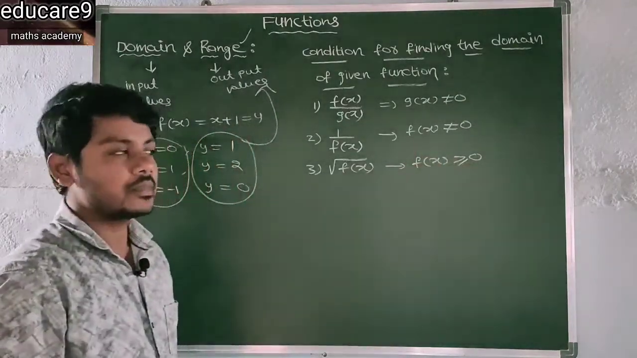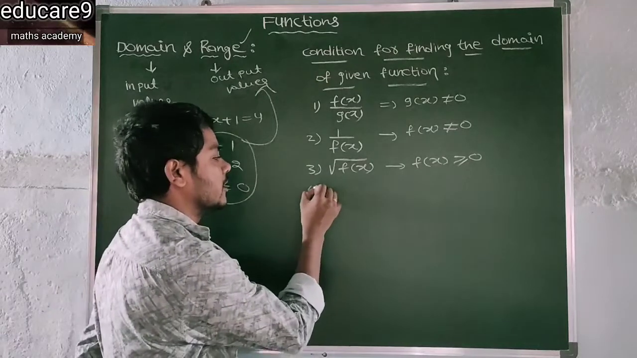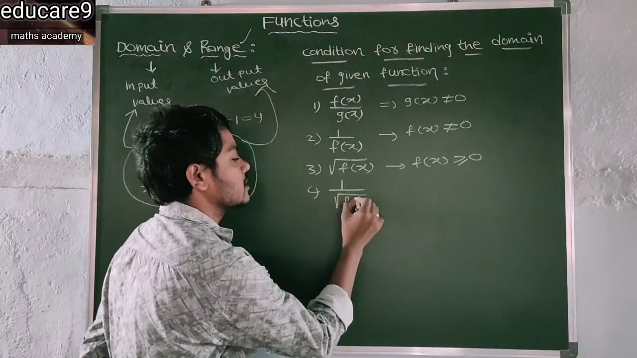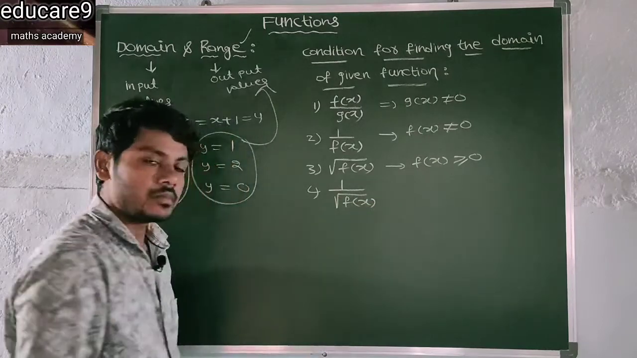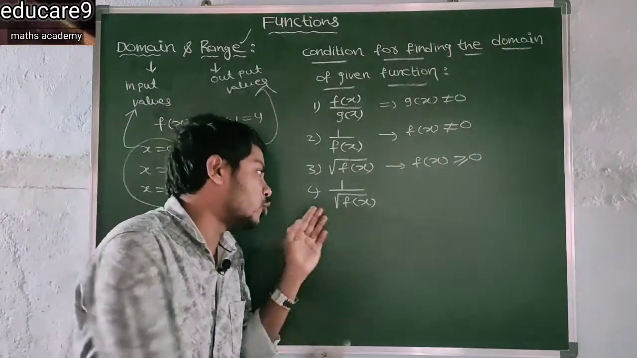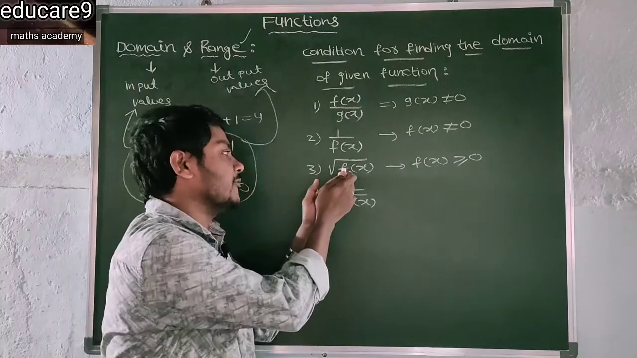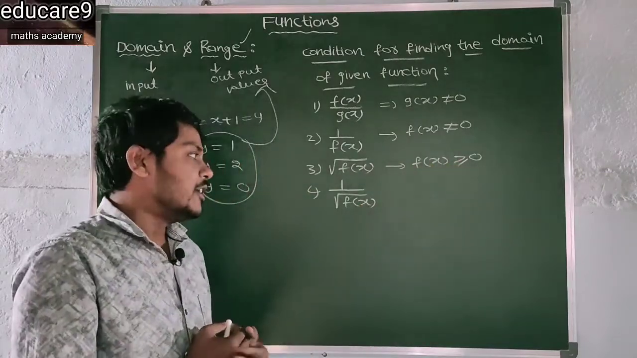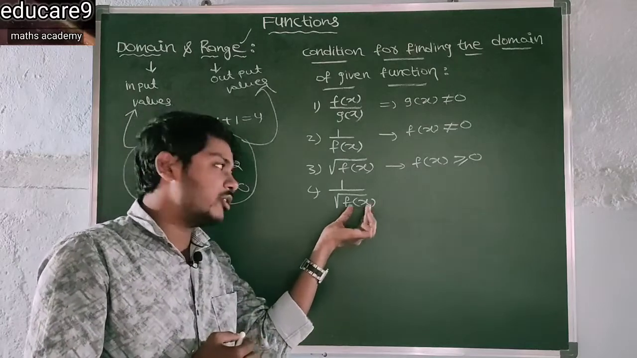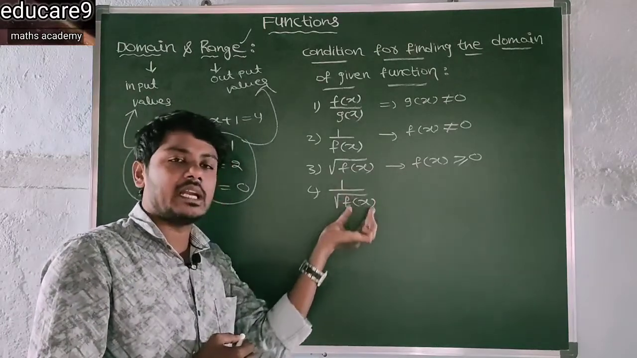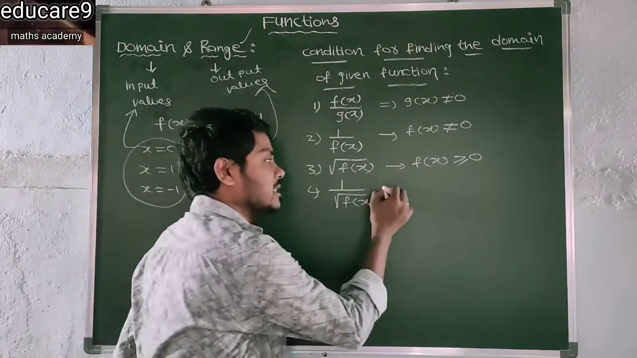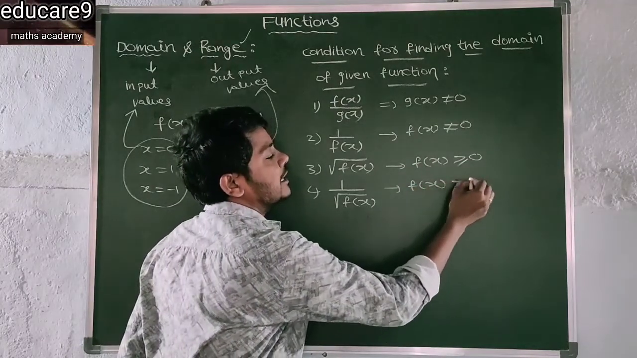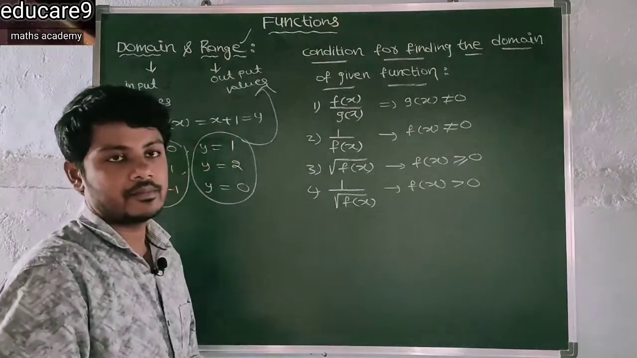And fourth one, 1 by root f of x. Here you know that if root f of x is there, f of x is greater than or equal to 0. But here if it equals 0, then it is 1 by 0, which is undefined. So clearly in this case, we have to write f of x is greater than 0 only.